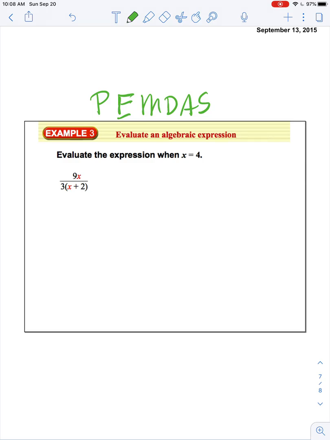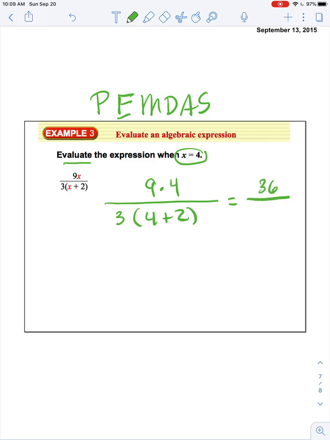Now we're going to combine what we did yesterday and today. We're going to be using the order of operations, but we're also going to be evaluating by plugging in a value for x. So that's the first thing I'm going to do. I'm going to have a 9 times 4, because it's 9 times x. I'll have a 3, and then I'll have my 4 plus 2. A fraction bar is also a grouping symbol, so I'm going to work on the top separately from the bottom. In the top, 9 times 4 is 36, and I'm done.